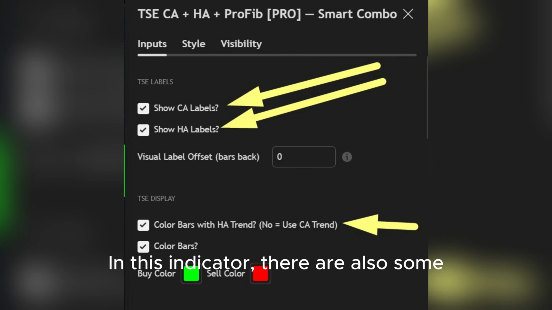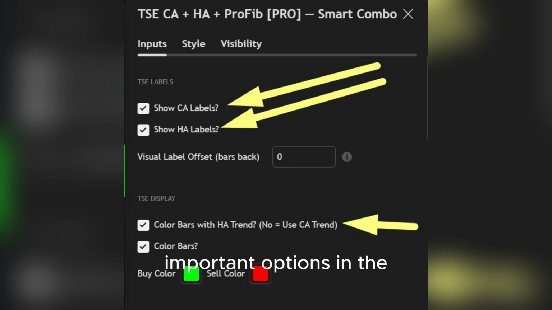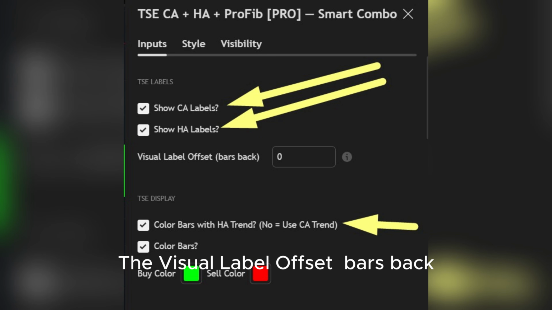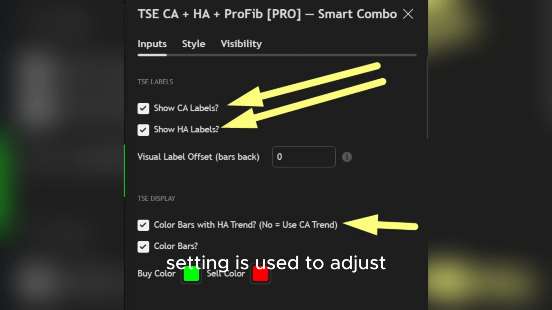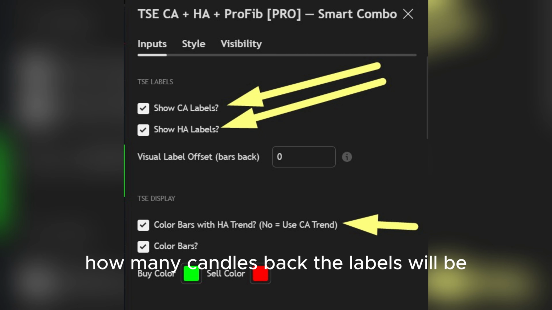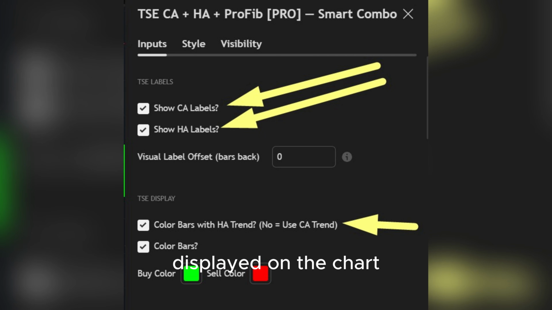In this indicator, there are also some important options in the settings section. The Show CA Labels option shows or hides the buy and sell labels on the chart that are generated according to normal candlestick. The Show HA Labels option shows or hides the buy and sell labels that are generated according to Heikin Ashi candles. The Visual Label Offset bars back setting is used to adjust how many candles back the labels will be displayed on the chart.